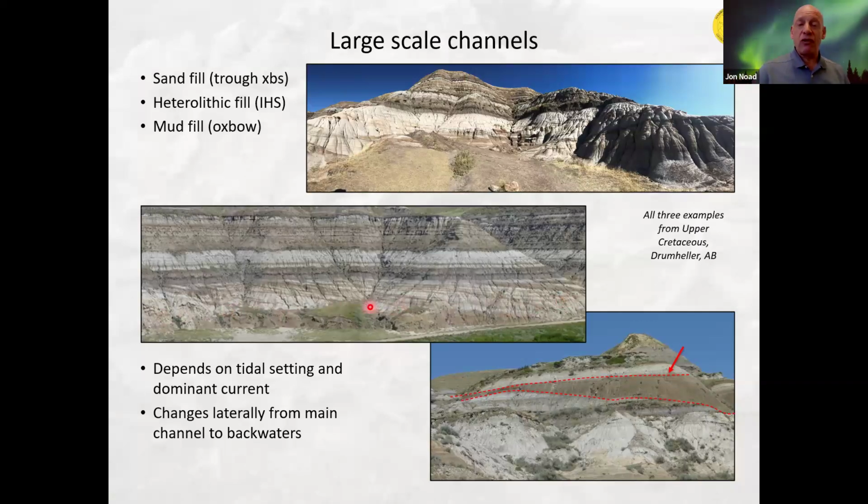Or they can be mud-filled, the same kind of oxbow lake that we saw in the terrestrial setting in Dinosaur Provincial Park. This is from Drumheller in a tidal setting, where you can see in this lower right-hand diagram a nice mud-filled channel sitting there as well. So it's a little bit difficult to tell these apart from river channels. You really want to look at what's associated with these beds before you confidently say that they are estuarine.